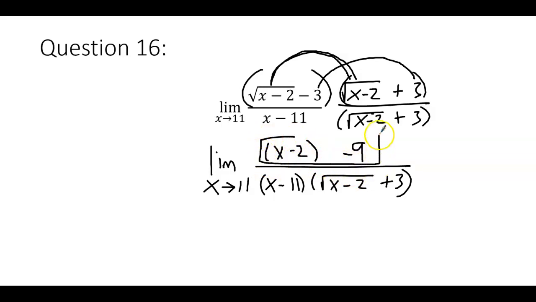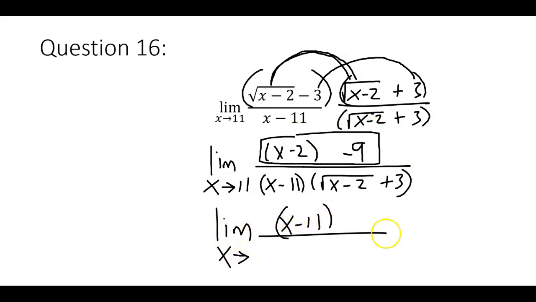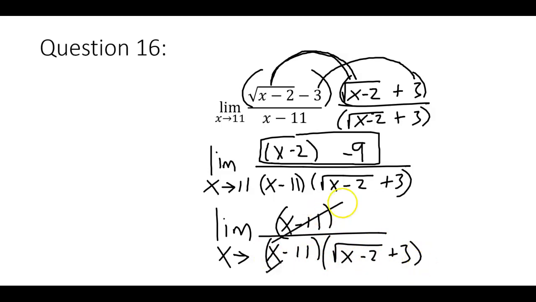Now we can simplify the numerator a little bit. x minus 2 minus 9 is x minus 11. And that's very convenient because that allows us to do our next step, which is to cancel these out. And that's what we call removing the discontinuity. Now I'm allowed to plug in 11, because now that part that was making everything equal 0 is gone.